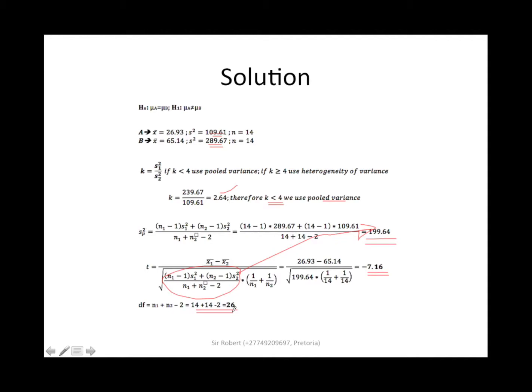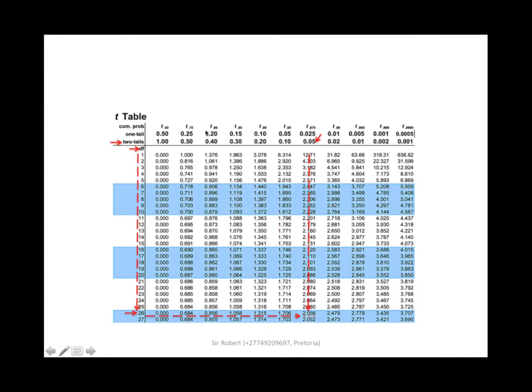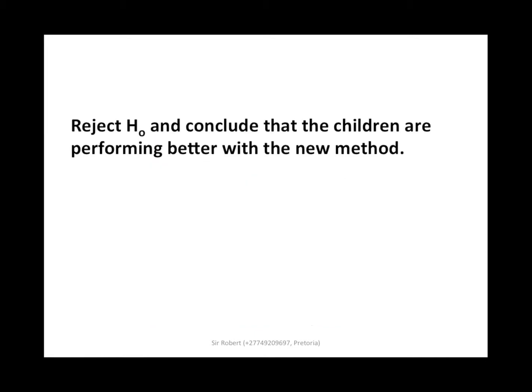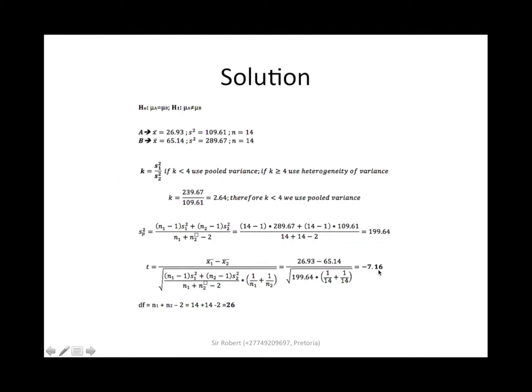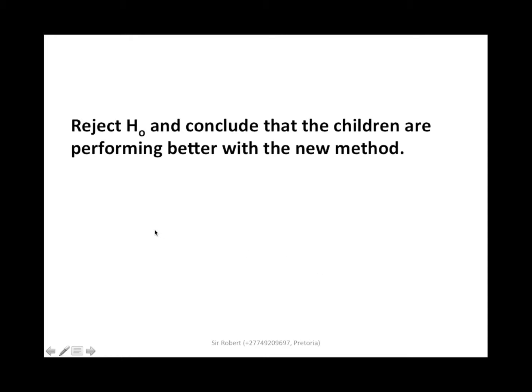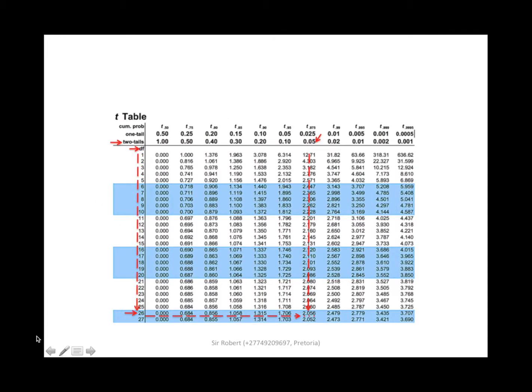Once we've done that, remember K is less than 4, so pooled variance. Then you go to the t tables now. The t tables are for the two-tailed t-test. So you go to two tails 0.05, then you go to 26 degrees of freedom, then you get your 2.056. So because of that, we reject H0, because remember, we have 14 minus 7 here. So it will be something like minus 7.